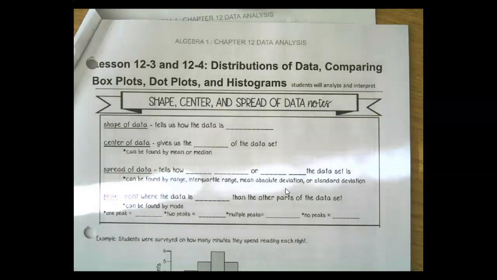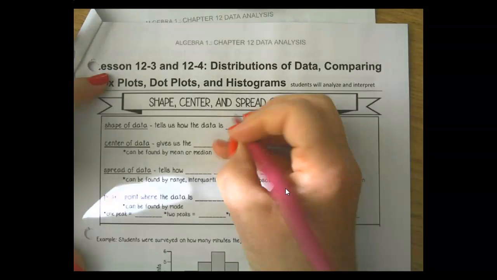Okay, so we're on lesson 12.3 and 12.4. Today's going to be kind of easy because we're just looking to see how things are shaped and that spread of data. So we're going to look at box plots, dot plots, and histograms. The shape of the data tells us how the data is distributed.